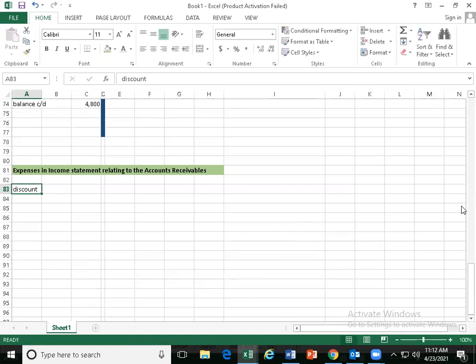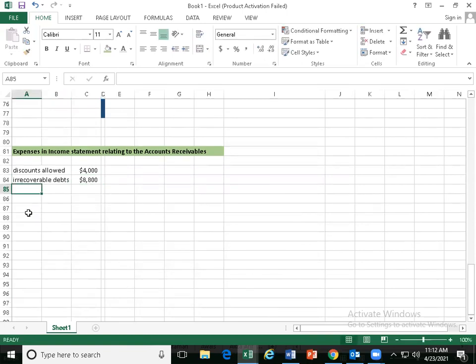Discounts allowed, which is 4,000, and irrecoverable or doubtful debts in total included 8,800. So this is the expense relating to the receivables, which is going to go into the income statement.